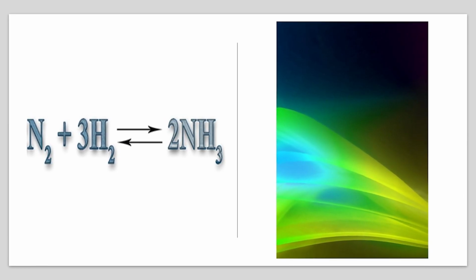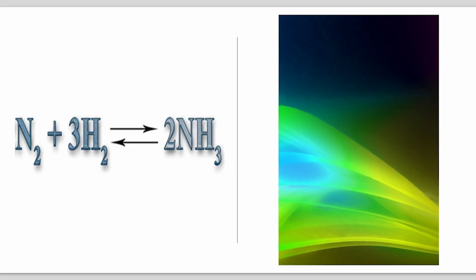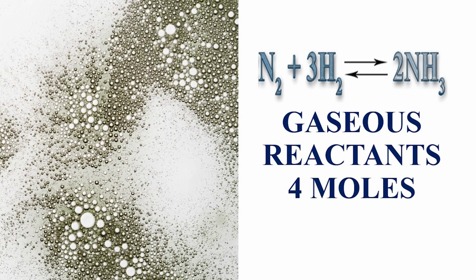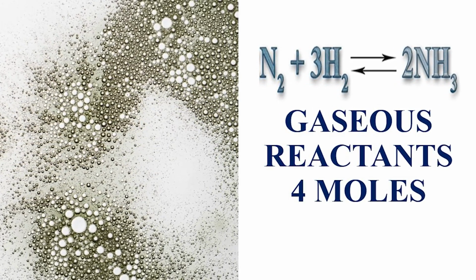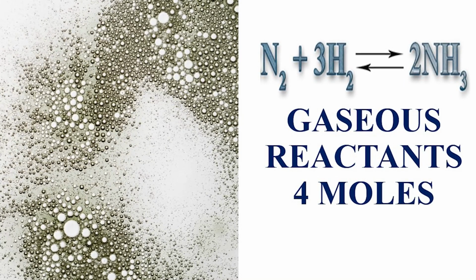We can write the equation. The equation is N2 gas plus 3H2 gas gives 2NH3. Can you say what is the total number of moles of gaseous reactant? Yes, nitrogen is 1, hydrogen is 3, so a total of 4 moles are present in the equation. In the case of ammonia, you can see only 2 moles.